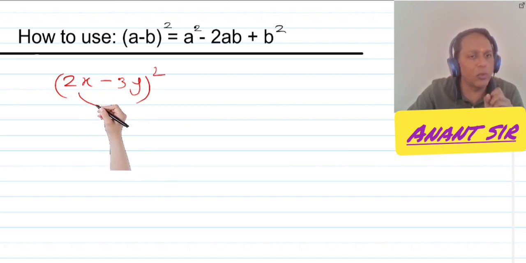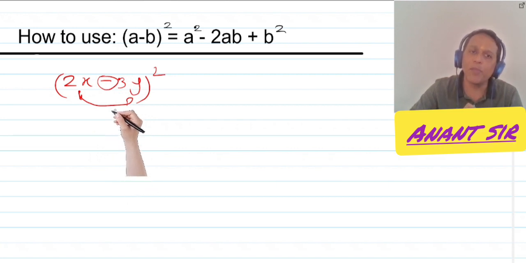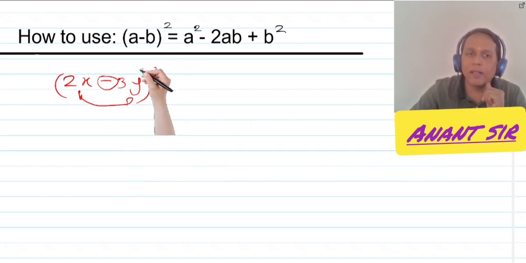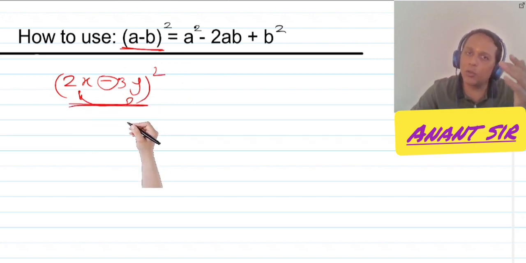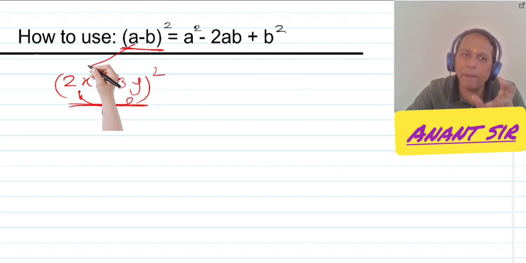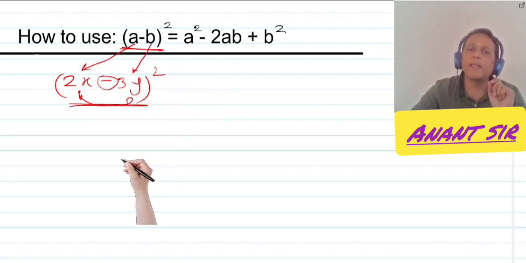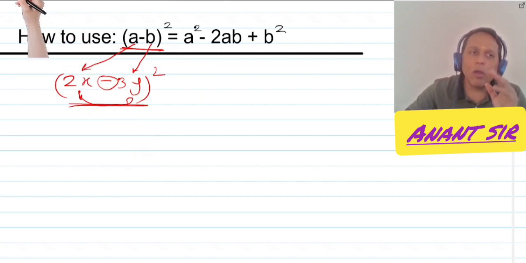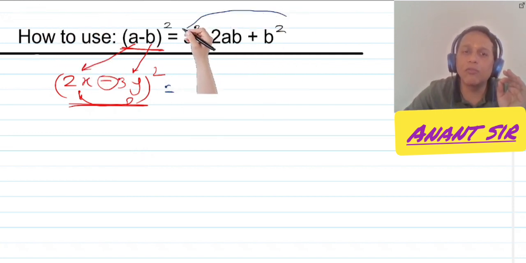Because there are two terms in the bracket, there is a negative sign in between them, and there is a square. So you can compare (a - b)² with this bracket, it looks similar, right? The only difference is that in place of a there is 2x here, and in place of b there is 3y here. That's it. So what you have to do, you just put the values in this formula.